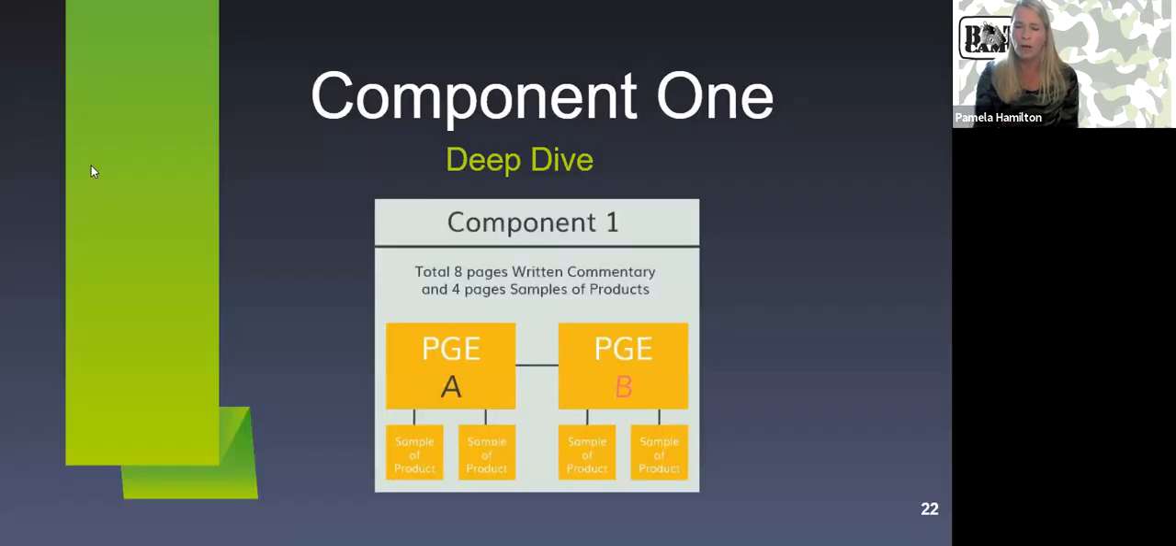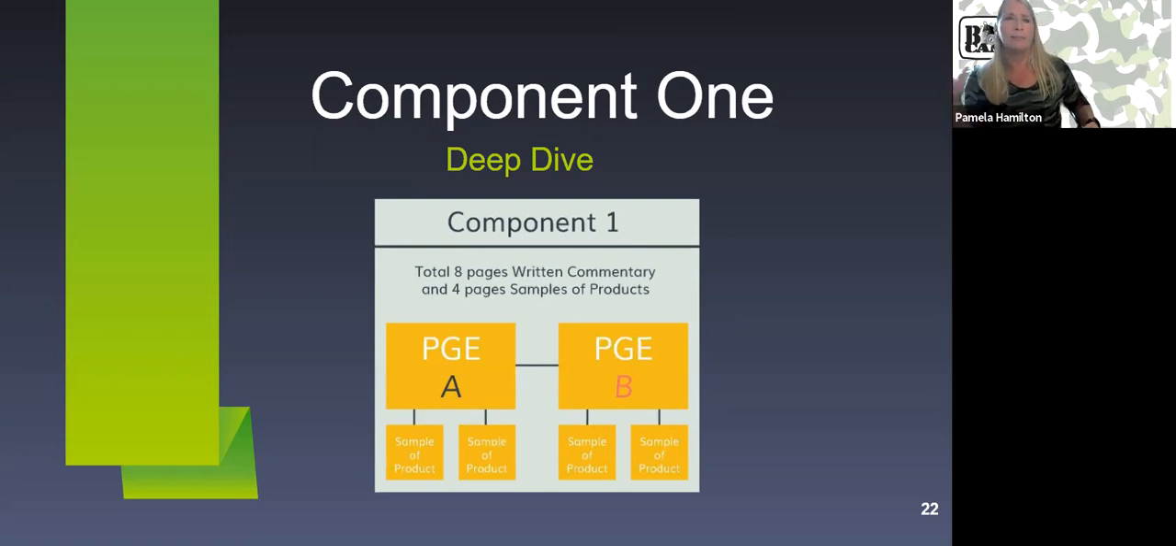So component one, we're going to dig into this component one. For component one, you've got 8 pages of written commentary. So 4 for PGE-A and 4 for PGE-B. So you're just writing out 4 pages about an area of growth. And we're going to talk about your growth areas in just a second. And then provide 2 samples or 2 pieces of evidence that go along with those.